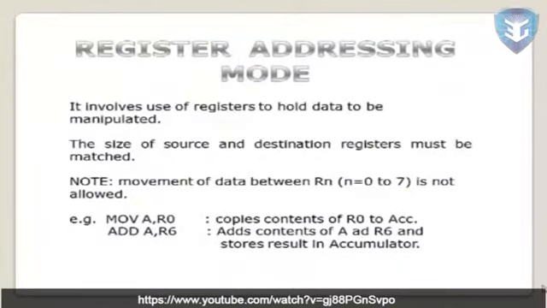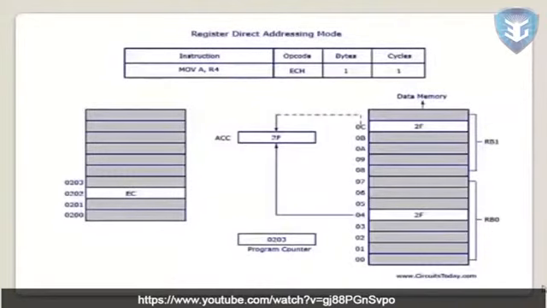The next mode we are going to discuss is register addressing mode. In this mode, one of the operands is a register holding the data to be manipulated. The source and destination must be of the same size. For example, in this instruction, the value stored in the register R4 is copied to the accumulator.